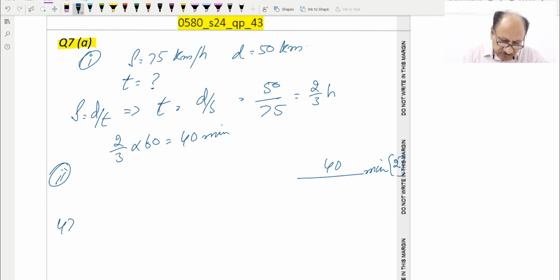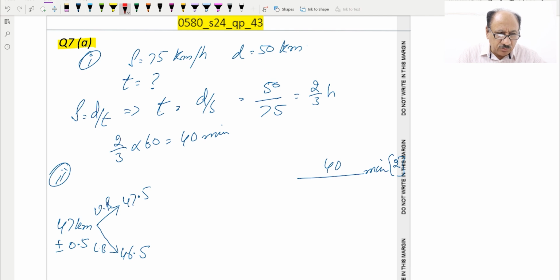Now the second part says another car travels 47 kilometers, correct to the nearest kilometer. It's around upper bound, lower bound question. So nearest kilometer, so we'll be adding and subtracting 0.5. So for upper bound, this will be 47.5, and for lower bound, it will be 46.5. So we are writing lower bound, upper bound at the same time while going through the question.